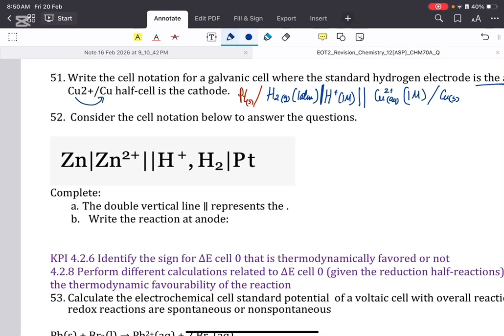Consider the cell notation below to answer the questions. The double vertical line represents the salt bridge. And write the equation at the anode. It's Zn gives Zn2+ plus 2 electrons.